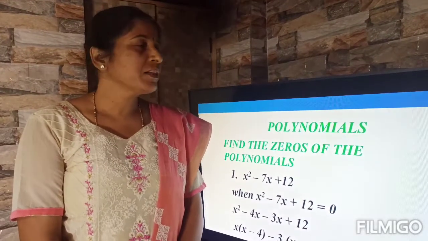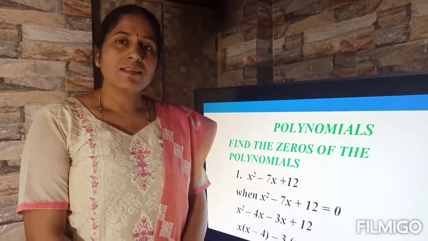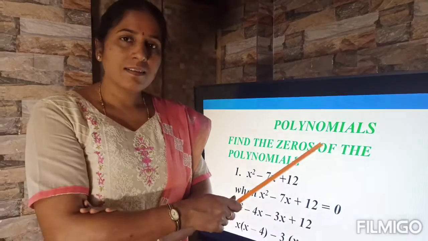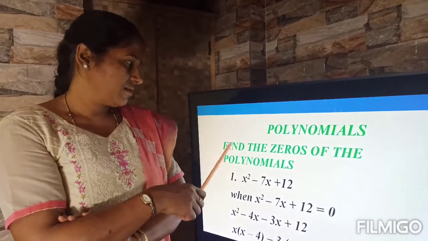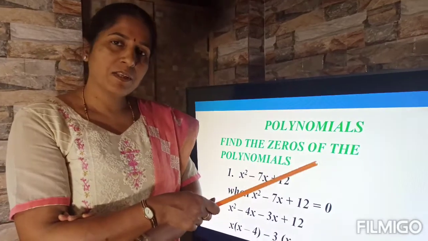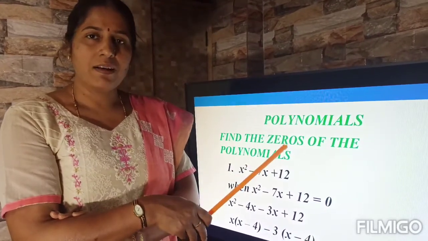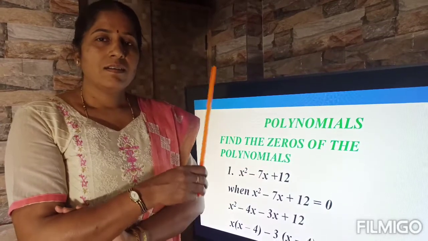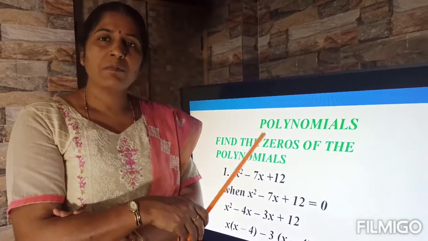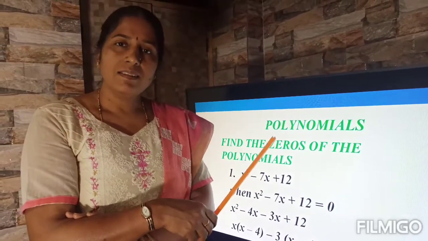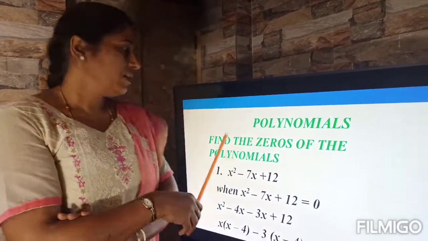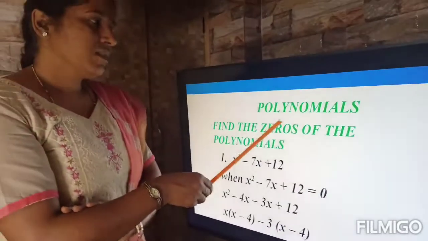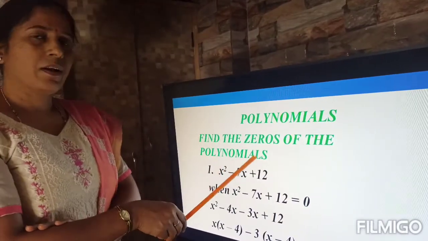Today I am continuing the passing package. In that I will start the polynomial chapter. In that, first we will find the zeros of the given polynomial. Next, find the roots of the given polynomial and find the nature of the roots of the given polynomial. First we will find the zeros of the polynomials.